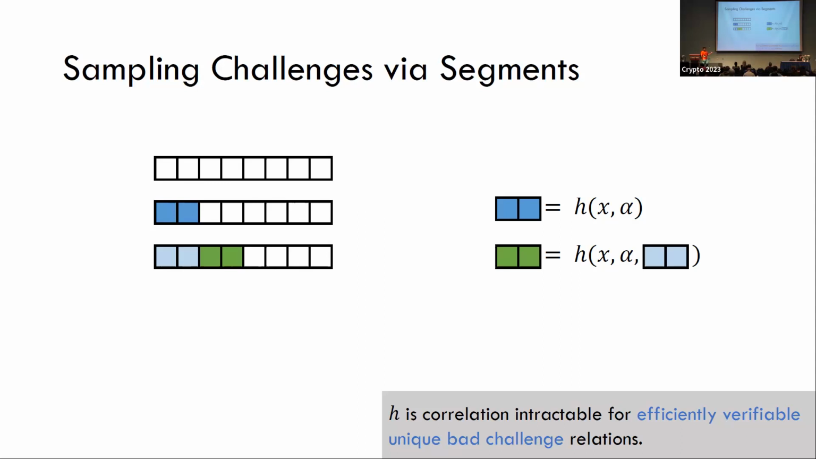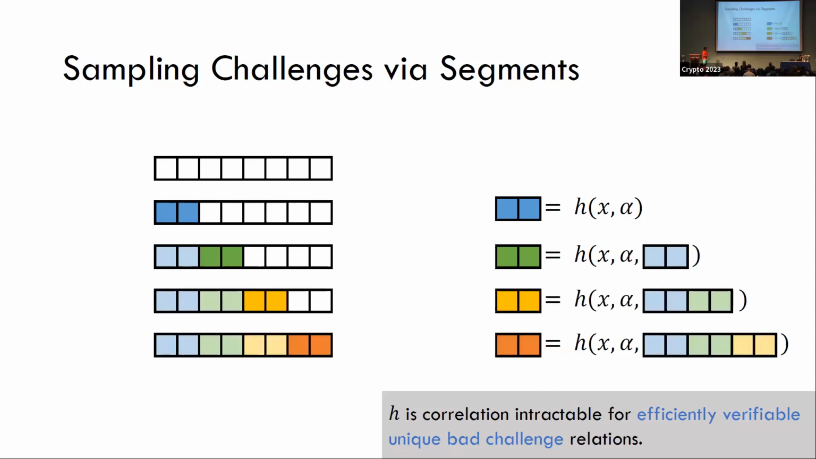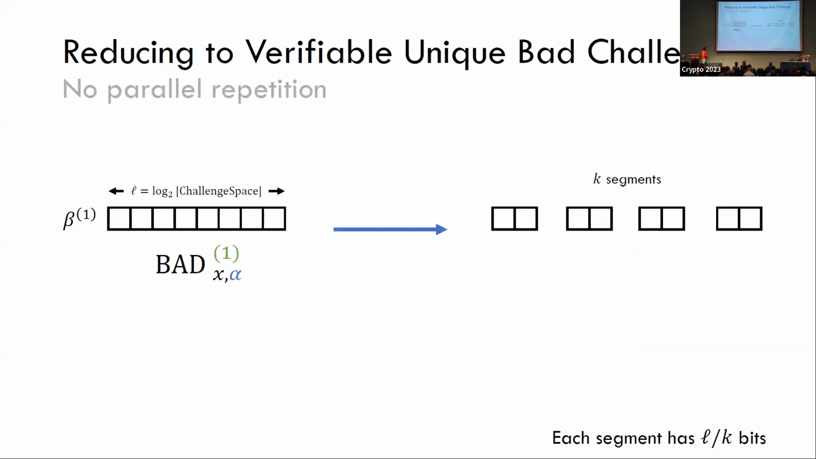And further, the hash function that we're going to use is correlation intractable for these efficiently verifiable unique bad challenges, the things that we've already learned that we can handle. So you can do this for the other segments, and that's how you generate a random challenge. Okay, now that we know how to generate random challenges via segments, we need to see the usefulness of actually dividing it into segments.